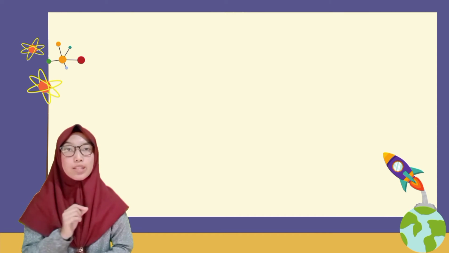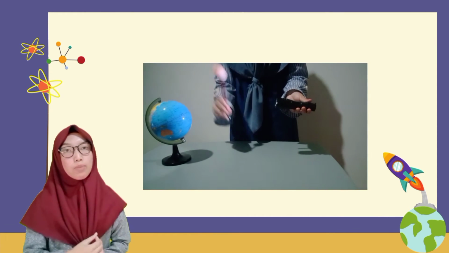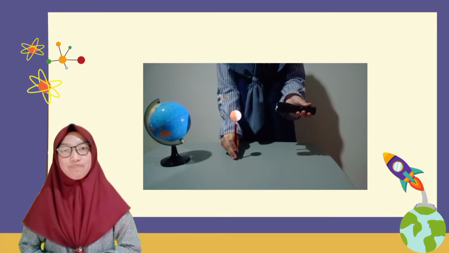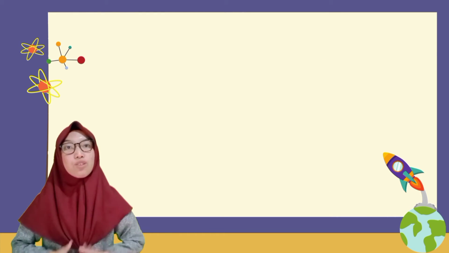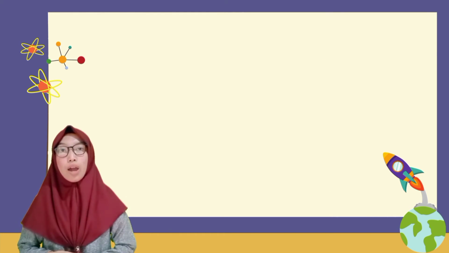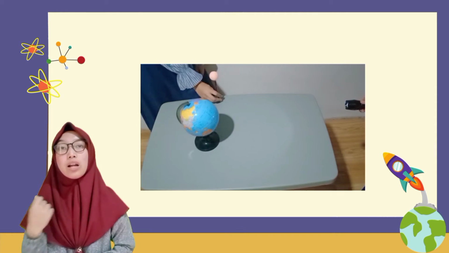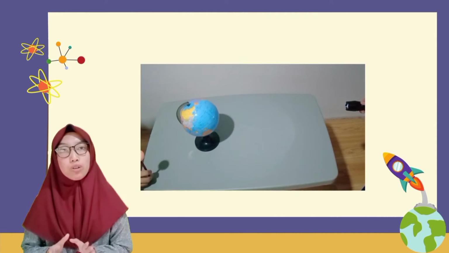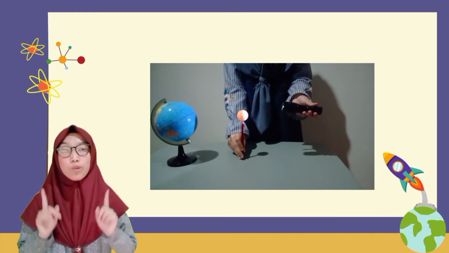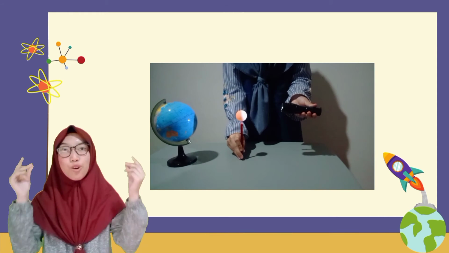Next, place the ping pong ball in between the globe and the flashlight. Still remember the 8 phases of the moon, right? So, all you have to do is move the ping pong ball around the globe and place it in the position of each phase. Don't forget to turn off the light in your room.